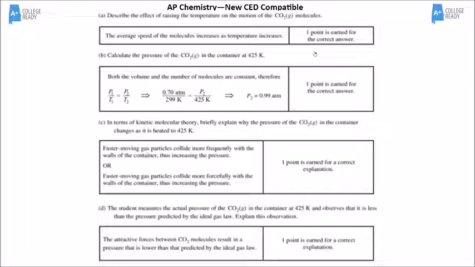And then finally, why is it less than the pressure predicted by the ideal gas law? Why is that real gas different from the ideal gas? And that's something about the attractive forces. The attractive forces mean there's a lower pressure.